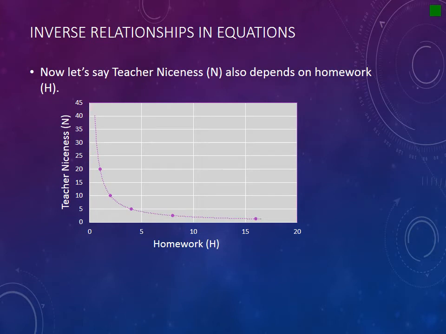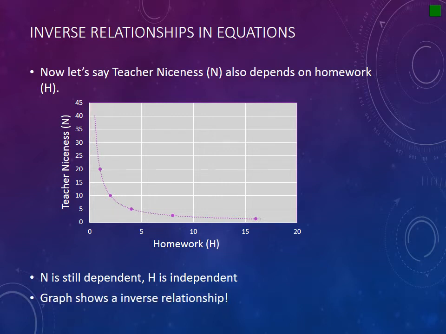But let's imagine there are more variables that have to do with teacher niceness. Teacher niceness might also depend on how much homework that teacher assigns. As the amount of homework increases, we imagine that teacher niceness goes down and down and down. In this case, niceness is still the dependent variable, and it depends on the amount of homework given. And you might remember that this is an inverse relationship, so as we grow one variable, the other variable shrinks.